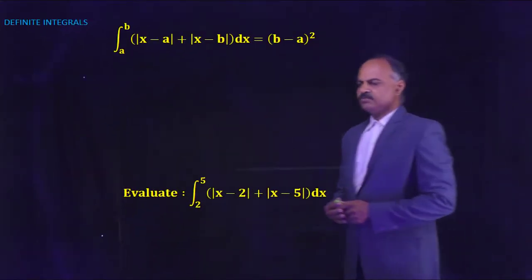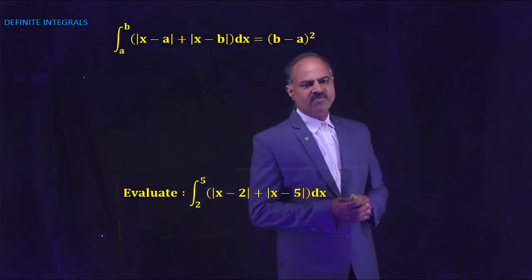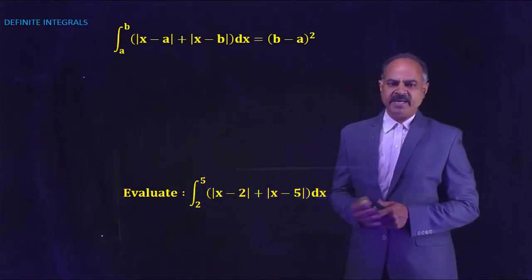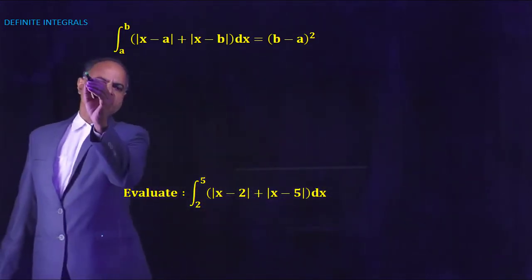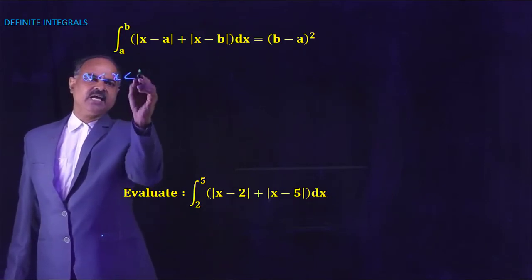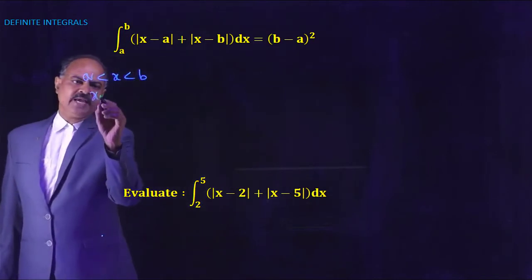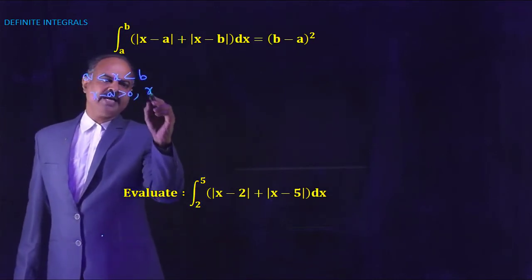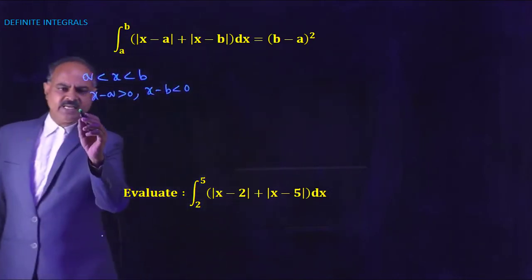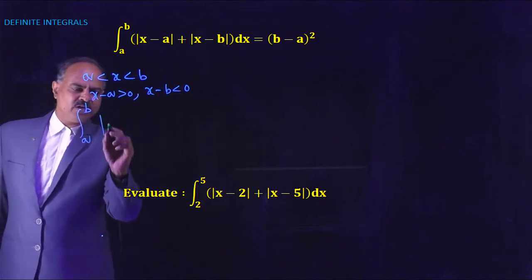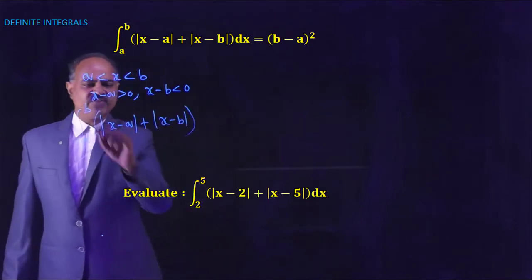Next formula: integral a to b of modulus of x minus a plus modulus of x minus b dx equal to (b minus a) whole square. So here, in the integral a to b, a is less than x less than b. So x minus a is greater than 0 and x minus b is less than 0. So integral a to b, modulus of x minus a plus modulus of x minus b dx.